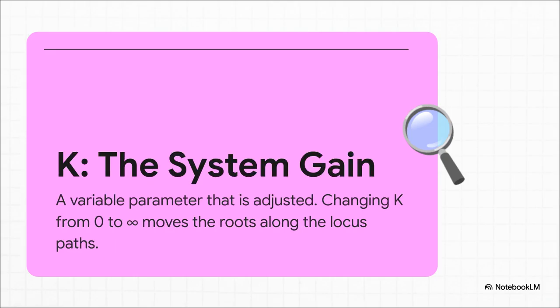Right, and this is the crucial point. K, the system gain, that's the knob we're turning. As we adjust K from 0 all the way up to infinity, we are literally driving the system's roots along these predetermined paths, that's the locus, from their starting poles to their ending zeros.